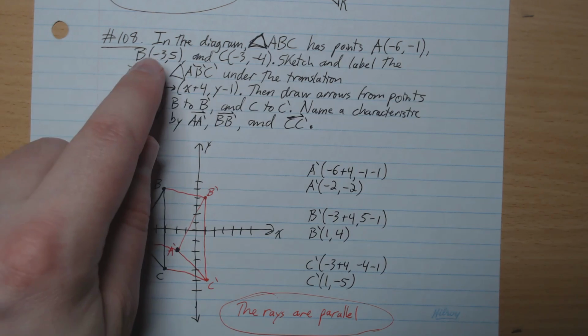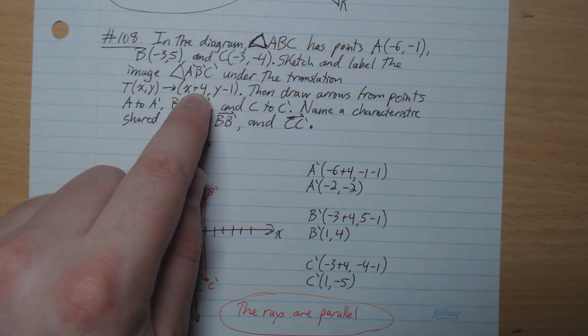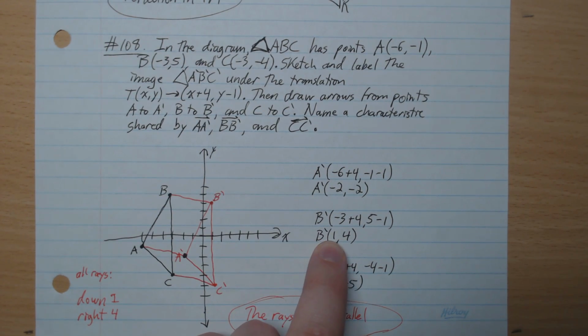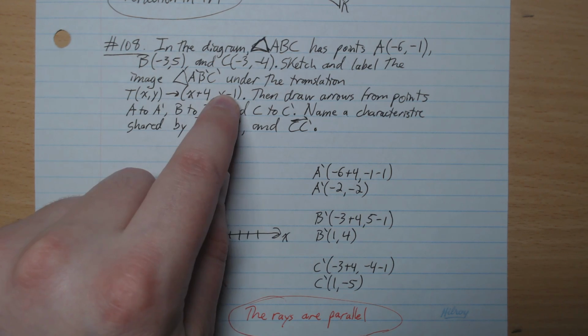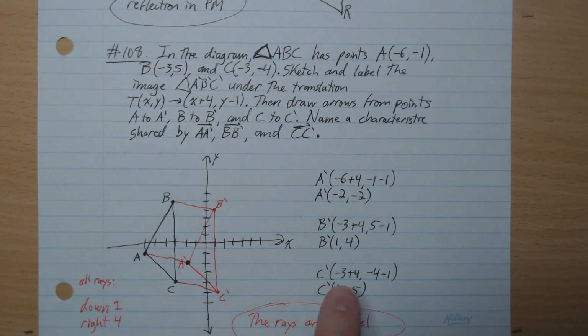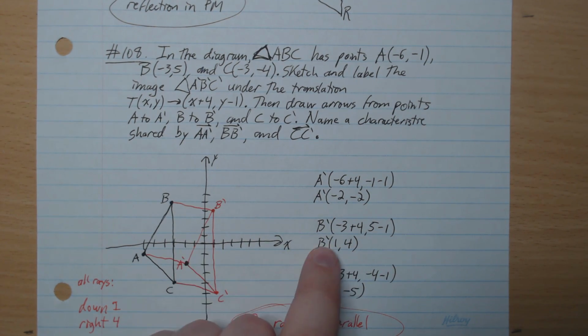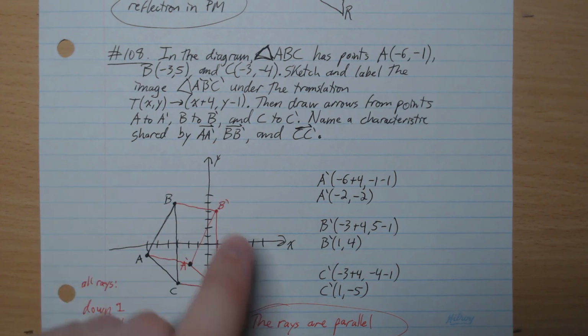For B, we're going -3 plus 4. So -3 plus 4 is 1. And then 5 minus 1 is 4. So 1 and 4 is our B prime. So 1 up to 4 is our B prime.